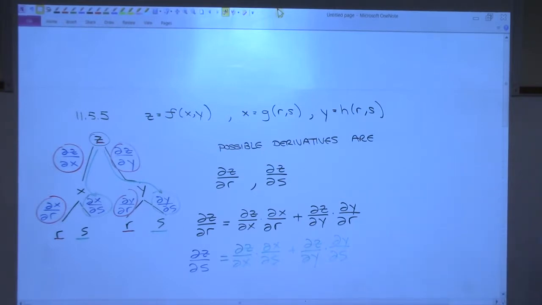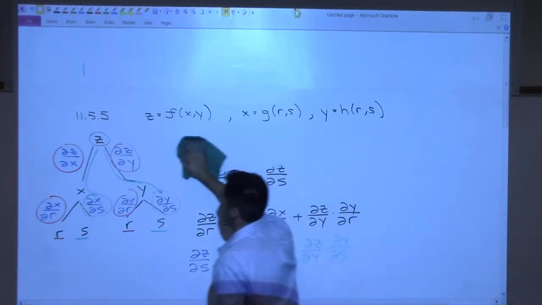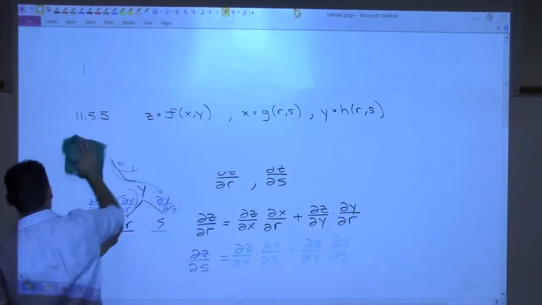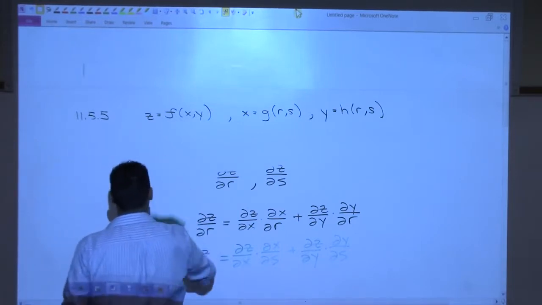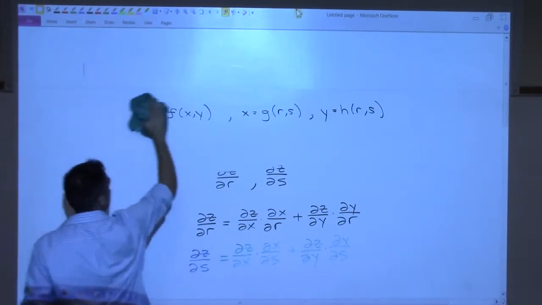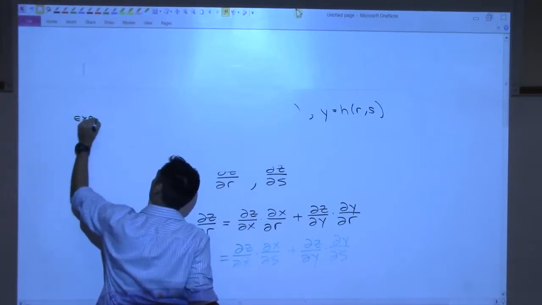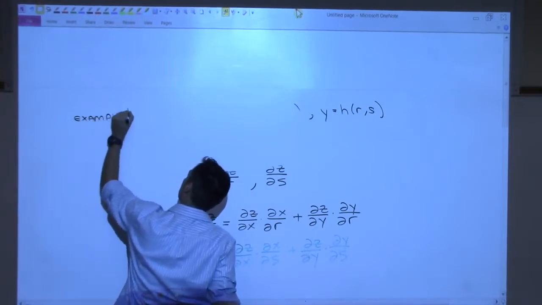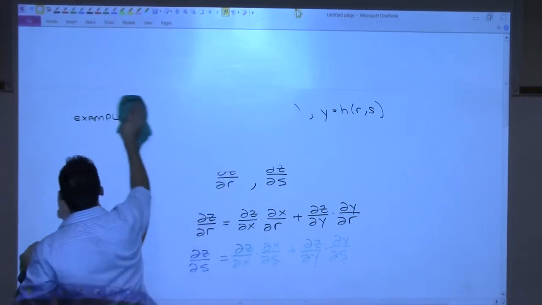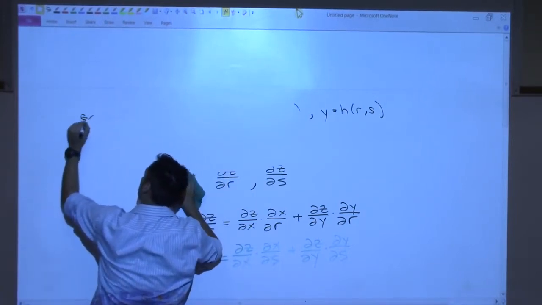Let's try and compute one of these. Let's do an example. What example is this? Is this example 3 or 4? Example 4? All right. Ah, come on.